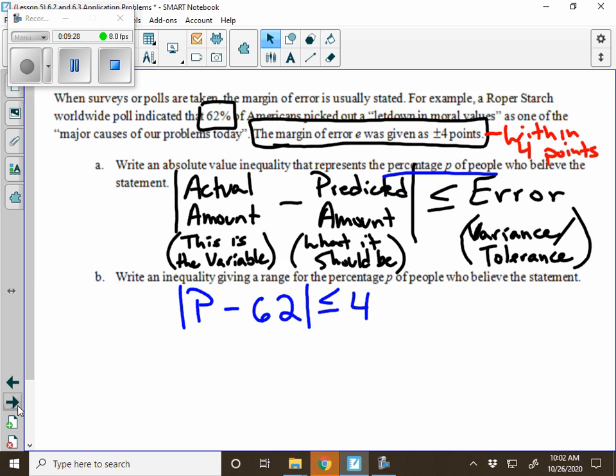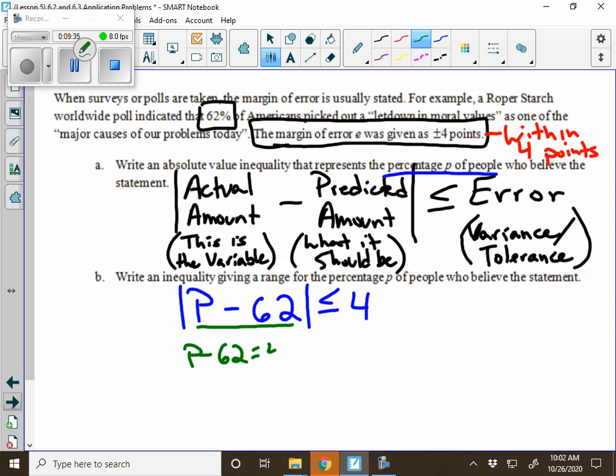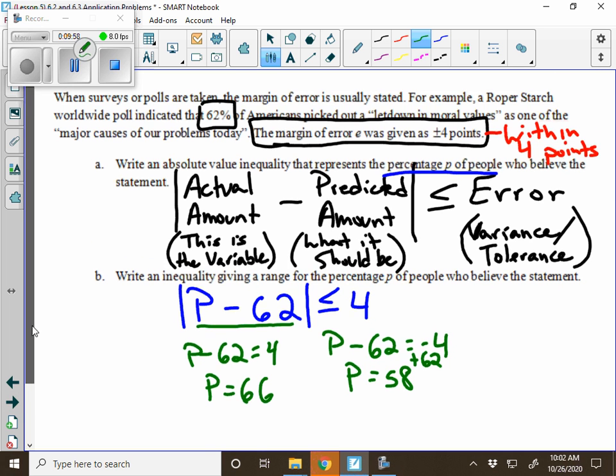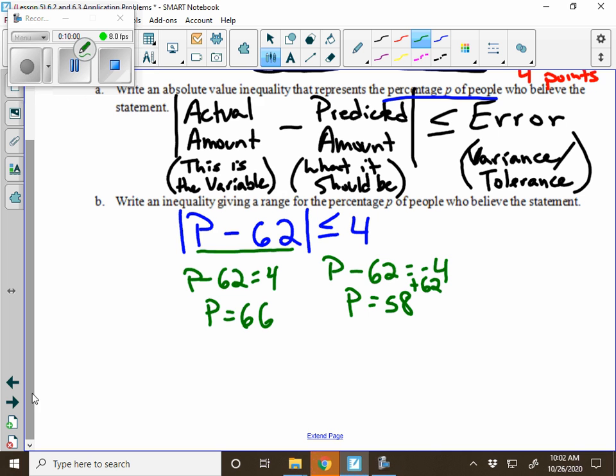That's your actual range. Now, let's go back and I'll show it with math. What's inside could be the positive of that number, or it could be the negative of that number. So we add 62, and this is where we get our 66. Remember, it's not the opposite of 66. 62 minus 4 is 58. That's where we get our range.